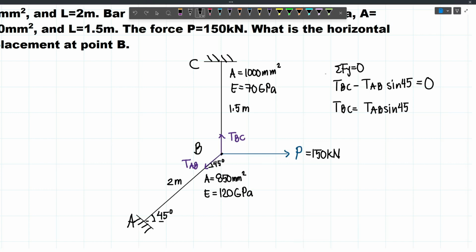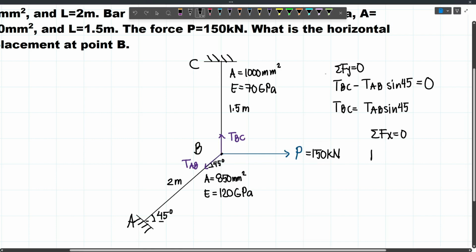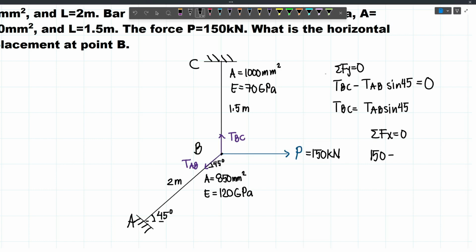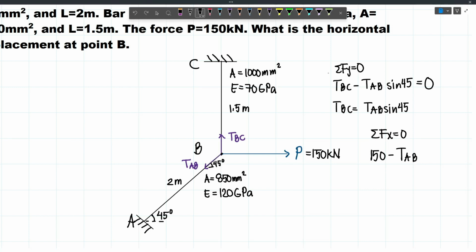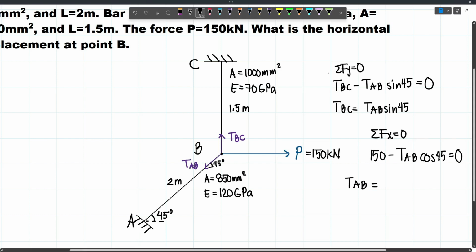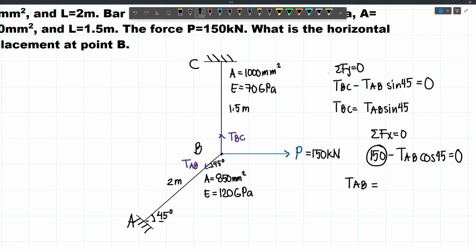And then mag-summation tag forces along x. Now ang acting along x is ang horizontal component ra sa TAB and kani siyang P. So ang P acting towards the right, so positive na siya, and then minus TAB which is acting sa left. So TAB, ang horizontal component niya is cos 45, the same ra gyapon nga value as sin 45. So P minus TAB cos 45 equals 0. So atong TAB is basically i-move na to dira sa right para ma-positive, and then ang 150 i-divide na to cos 45. So 150 over cos 45.